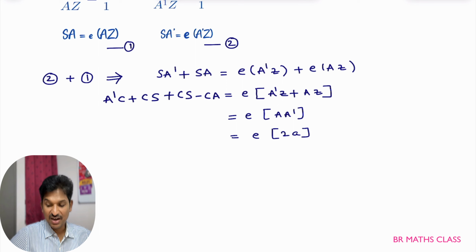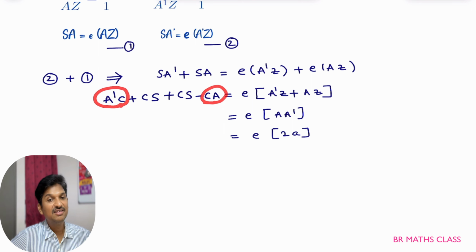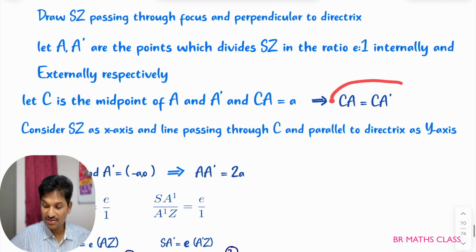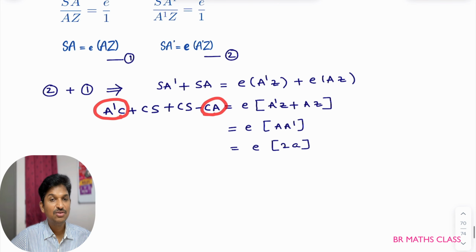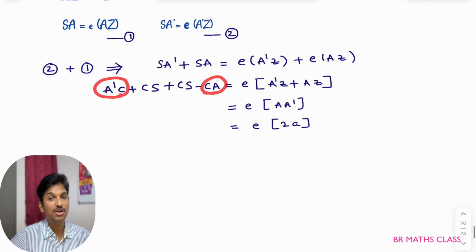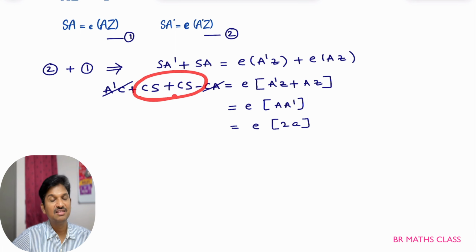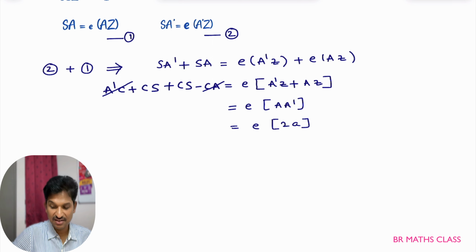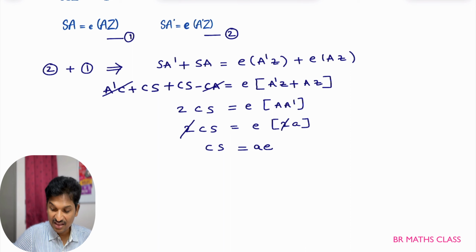I hope you are understanding. As you know, CA and CA dash are distances. A dash C or CA dash, both are the same. CA and CA dash are equal. You wrote CA equal to CA dash, right? So here CA and CA dash have opposite signs, so they'll get cancelled. Then what is remaining? CS plus CS, which is 2 times CS. Now you observe this 2 will get cancelled. From this you will get CS. CS is AE. This is one of the important pieces of information.